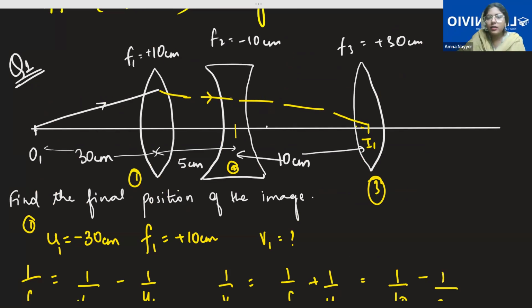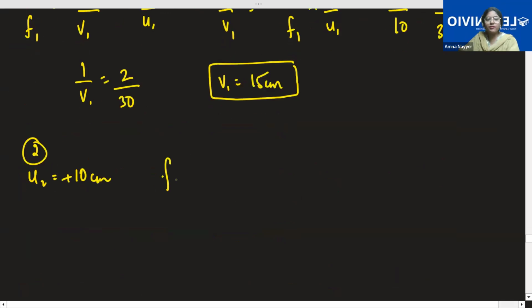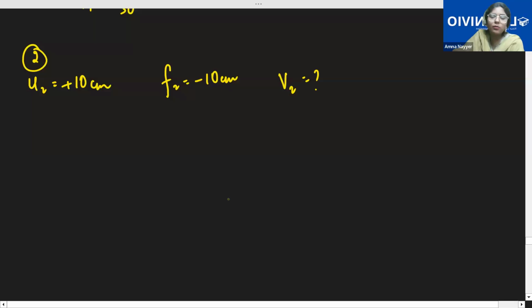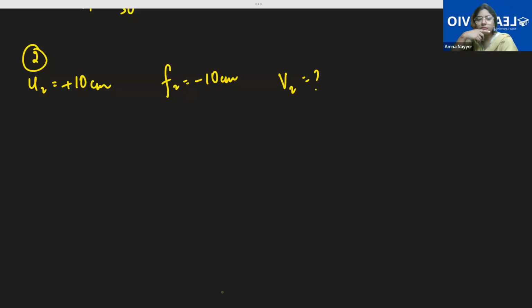Now see, this ray of light will obviously be refracted by this concave lens, which will act as a diverging lens. Somewhere it will form the image. Let's see that. Focal length is minus 10 centimeter. F2 is minus 10 centimeters. Now let us see where this image is formed. Jobita, what's the formula to be applied over here to calculate V2? Yes, Jobita.